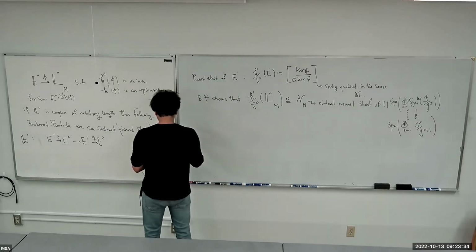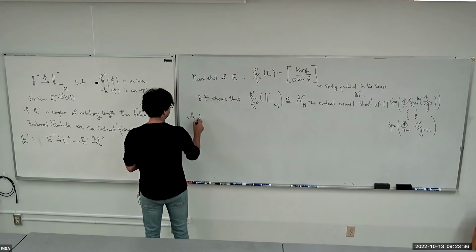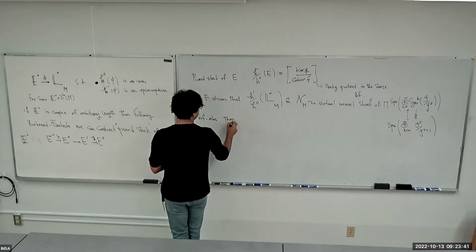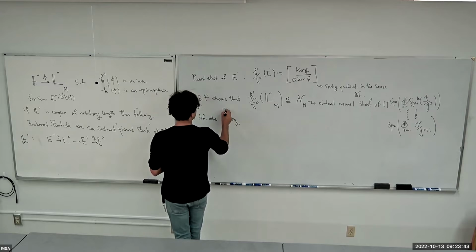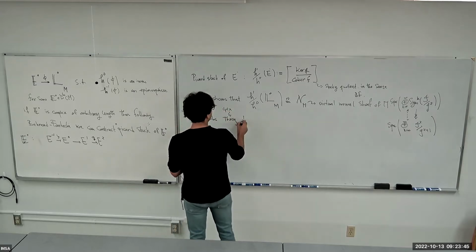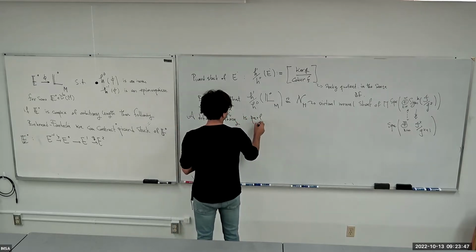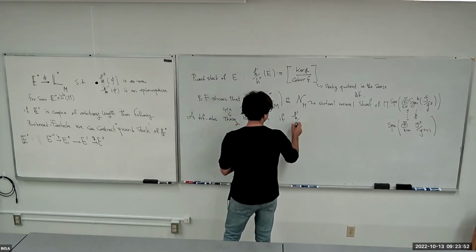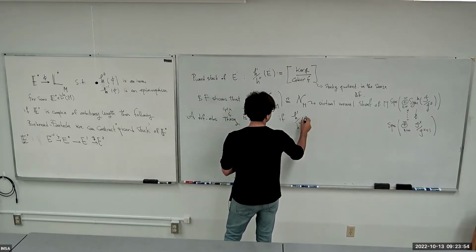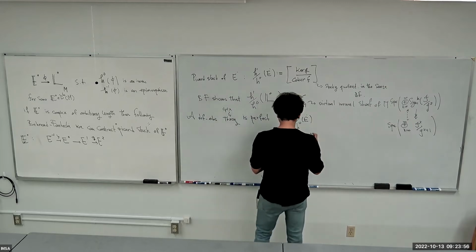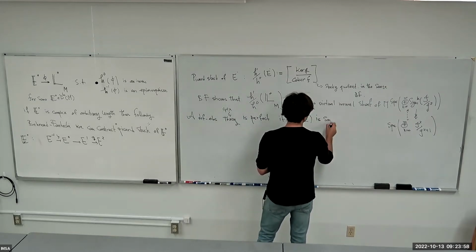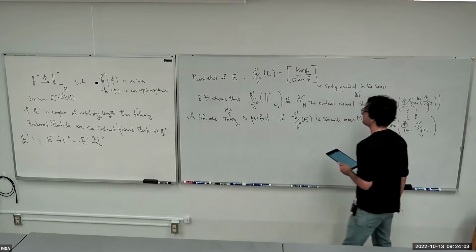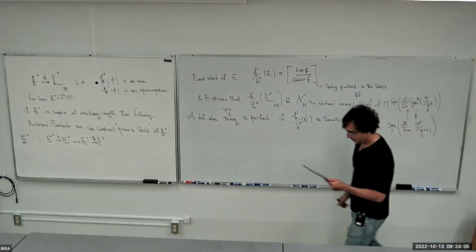Okay, a deformation obstruction theory or complex is perfect if H1 over H0 of E dot, which is what I have just defined, is smooth over M. Okay.